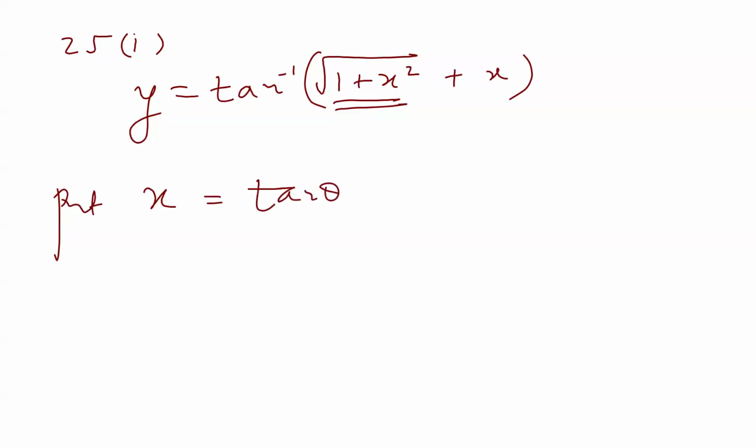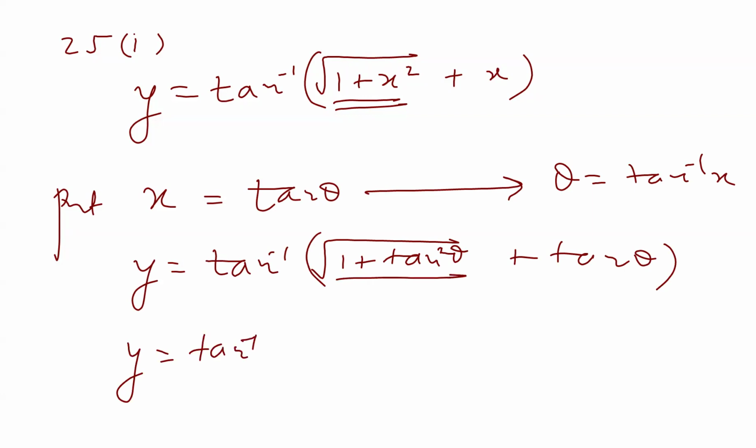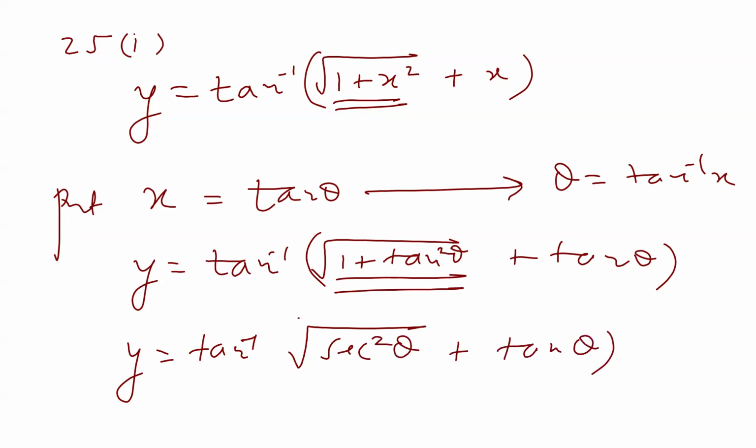So y is equal to, then this gives me theta is equal to tan inverse of x. Okay. So y is equal to tan inverse of 1 plus tan square theta plus tan theta. Y is equal to tan inverse of, what is 1 plus tan square theta? It is sec square theta plus tan theta. Okay. So y is equal to tan inverse of sec theta plus tan theta.